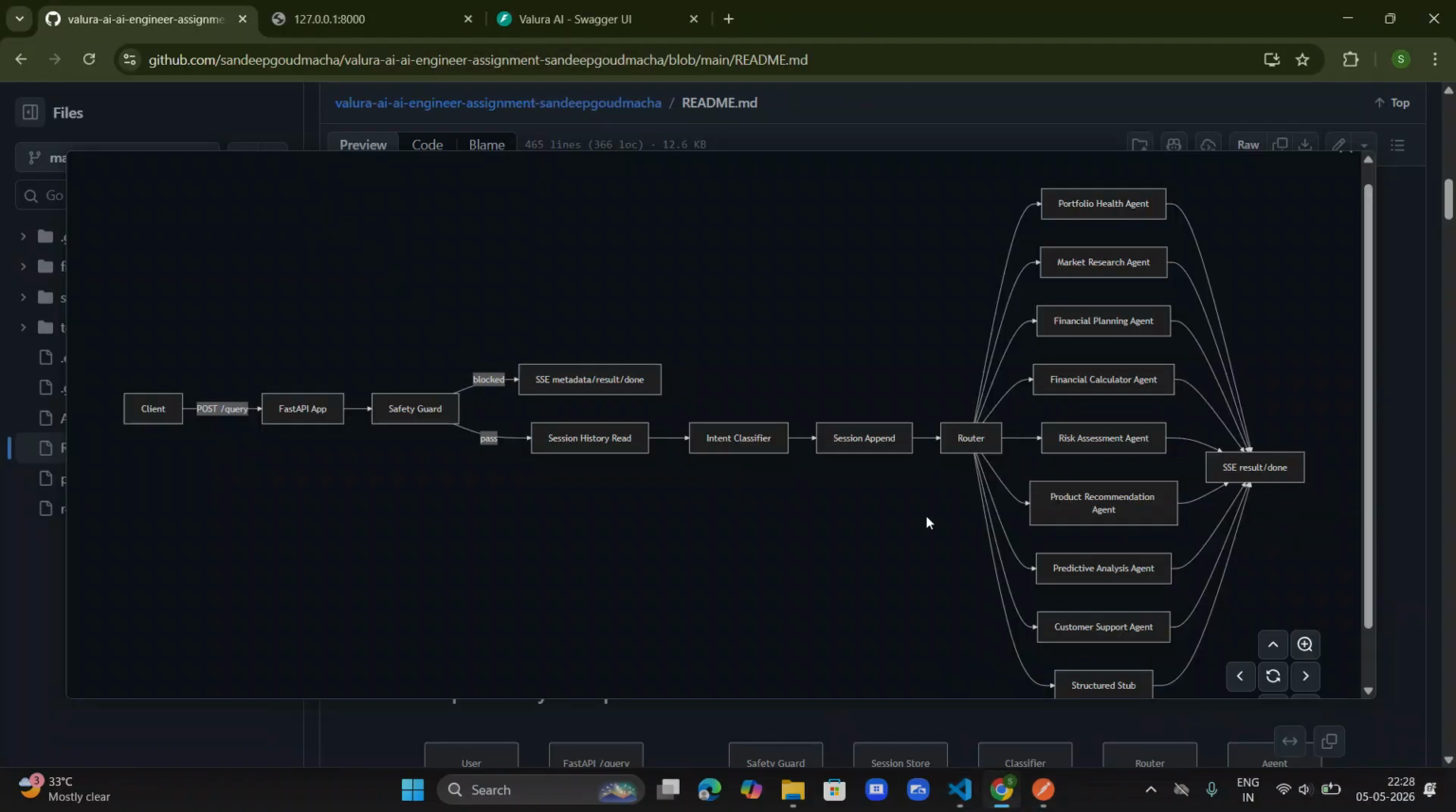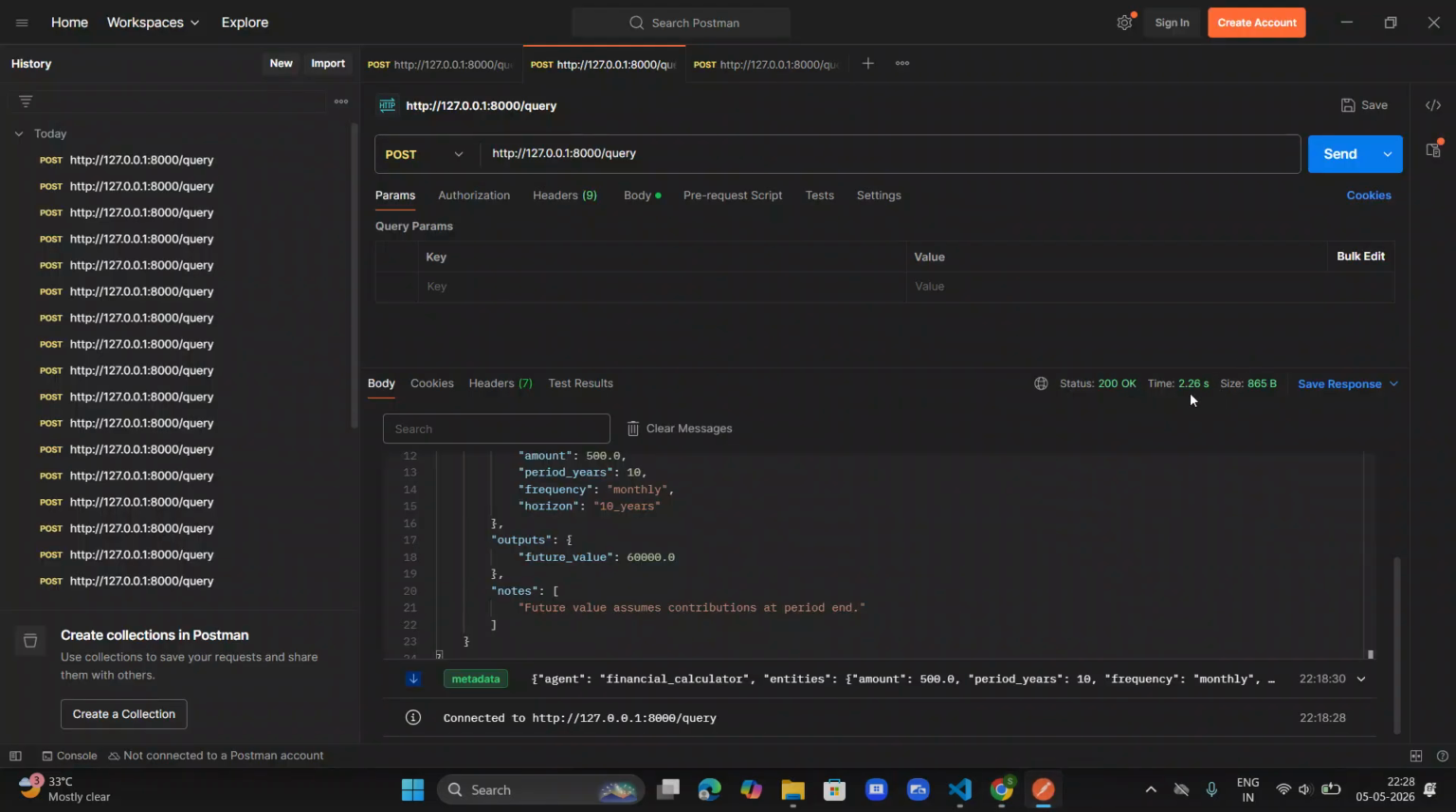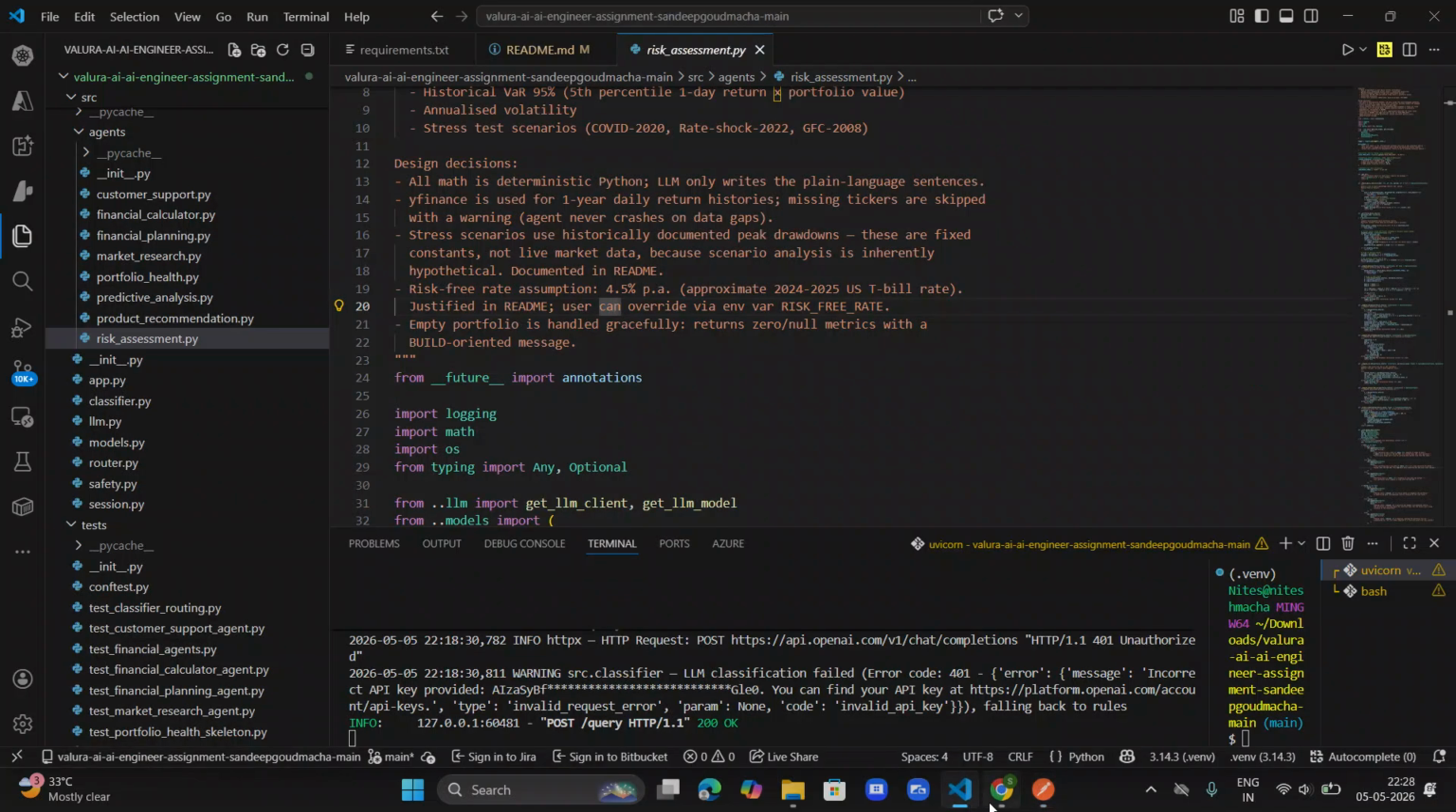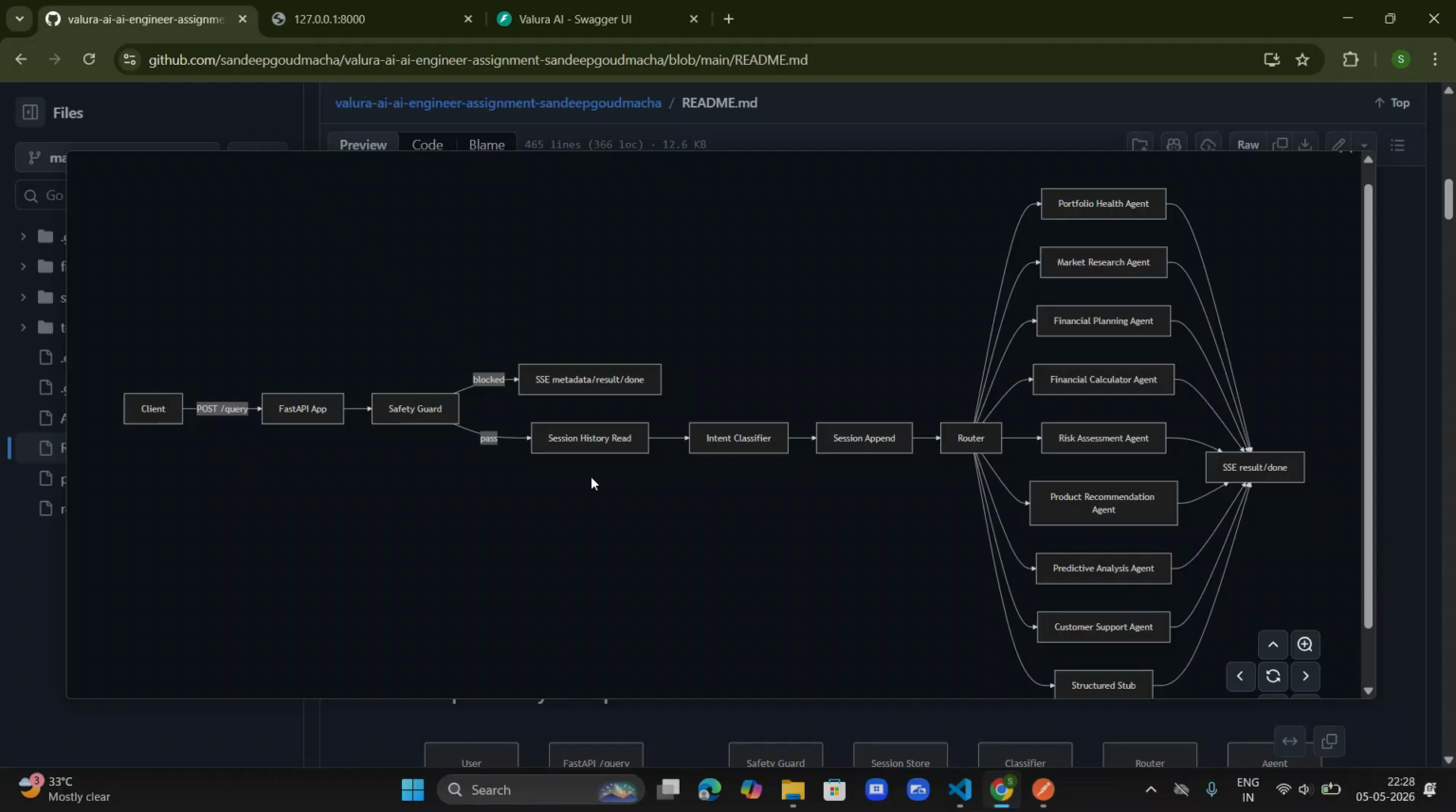This is more durable, and we have gone through each and every step in detail: passing through session history, blocking through SSE metadata, and using the classifier and router to go to the appropriate agent based on the user query and get the appropriate results in under 2 seconds, using the best LLMs at reduced cost. This is my project. Thank you.